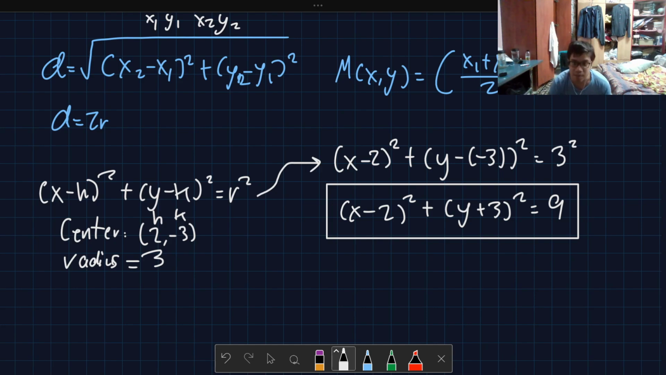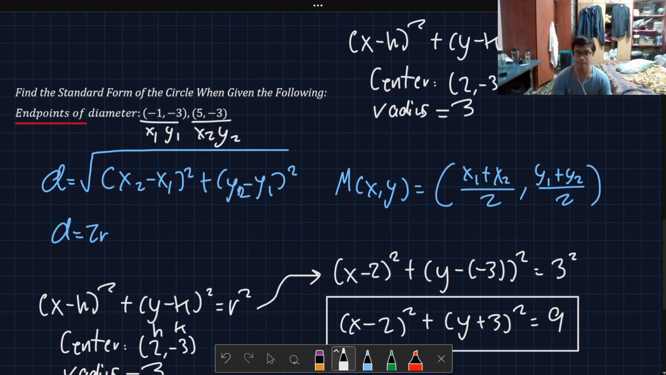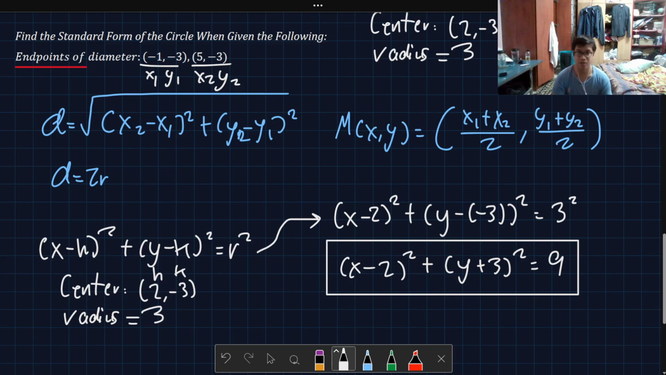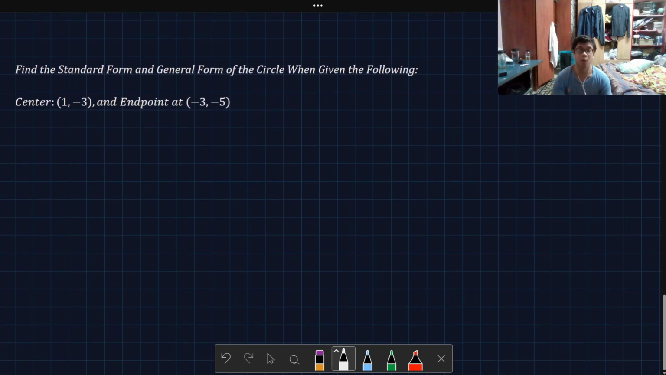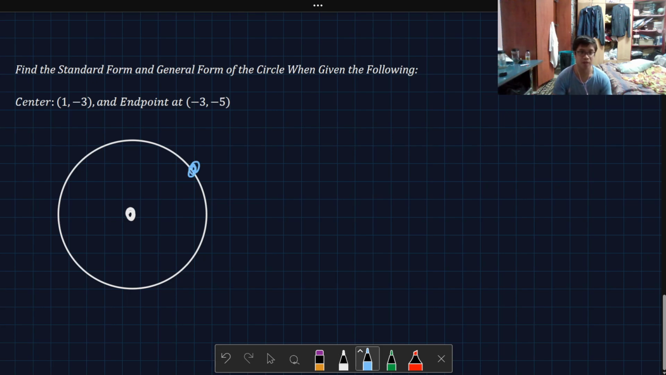And that is your answer for this problem. That's it. Right? That is basically how you'll solve it. So yeah, that is all. Now let's proceed to the last problem. How about this one? Now here, I want you to visualize the problem as well. Again, we have the center and we have a given endpoint. Suppose that the endpoint is here. Let's just say point P, since we only have one given endpoint. So here, we have the center and an endpoint, and you're looking for the standard form and general form of the circle.